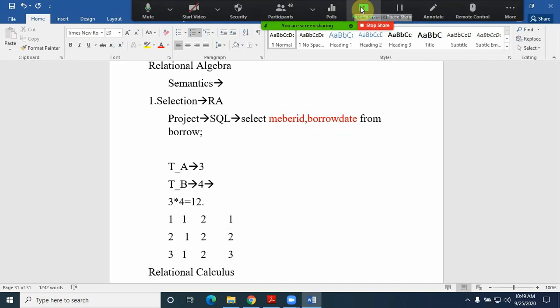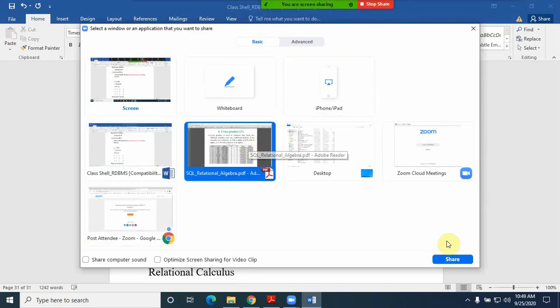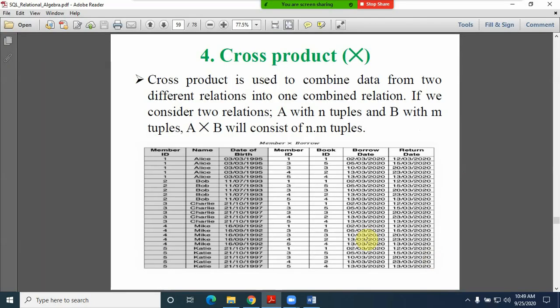So similarly observe here, friends, in our example we have taken 3 tables. Now the cross product is used to combine data from two different relations into one combined relation. If we consider two relations, A with n tuples and B with m tuples, A cross product B will consist of n into m tuples. Like in our example, in the first table we have 3 records, in the second table we have 4 records, so 3 into 4 gives 12 records.